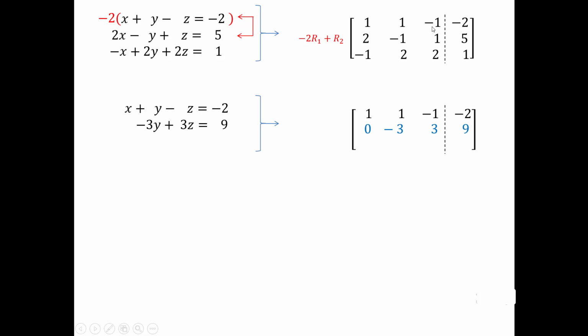-2 times -1 is +2. Plus 1 gives me 3. -2 times -2 is +4. Plus 5 gives me +9. And so look at what this new row tells us with respect to the equation. By multiplying -2 to this equation, and then in a separate step adding it to the second equation, this is what I get. I've eliminated x, giving me a 2-variable equation.